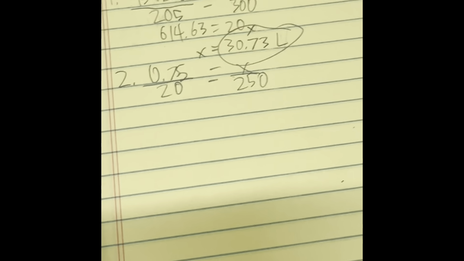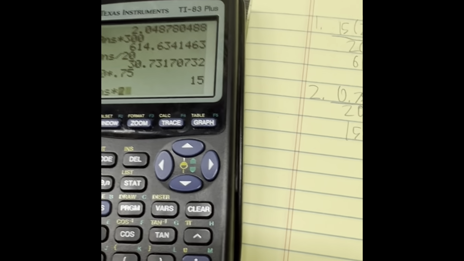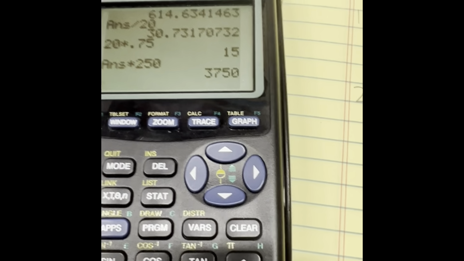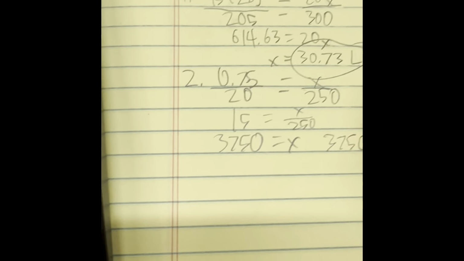So 0.75 times 20 equals 15. Yeah, 15 equals x over 250. Now 15 times 250 is going to equal 3,750, which will equal x. So 3,750 liters is the answer to number 2.